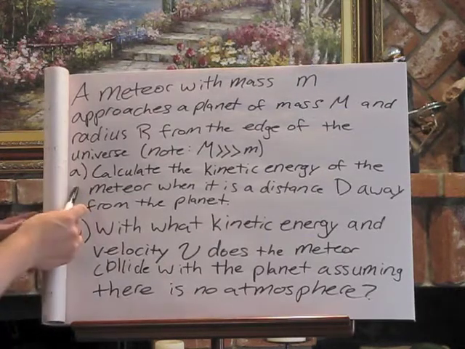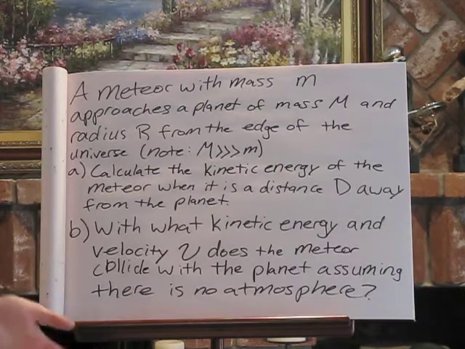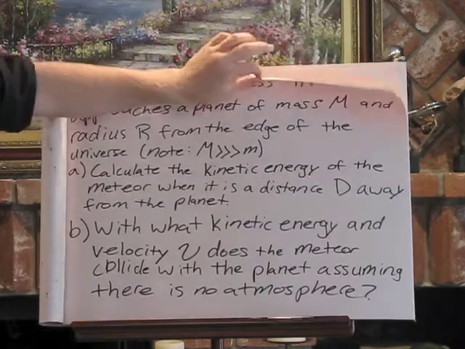So, part A, calculate the kinetic energy of the meteor when it is a distance d away from the planet. And part B is, with what kinetic energy and velocity v does the meteor collide with the planet, assuming there is no atmosphere, meaning no air resistance or no energy loss. So, part A.